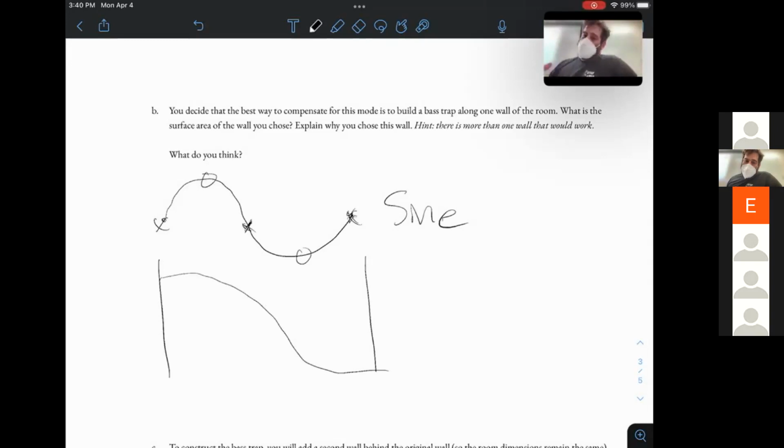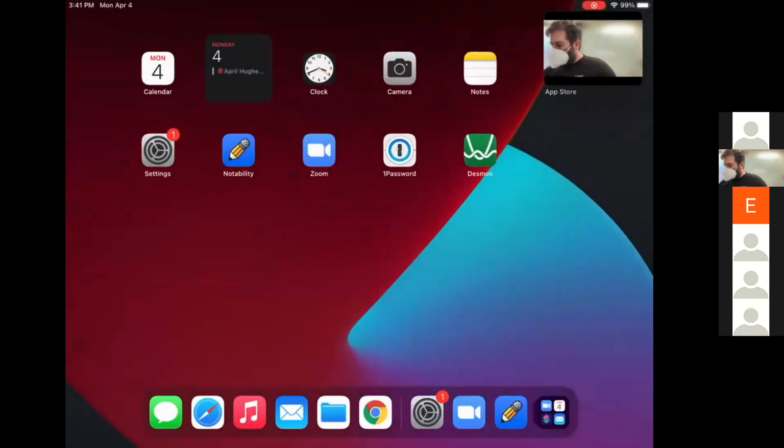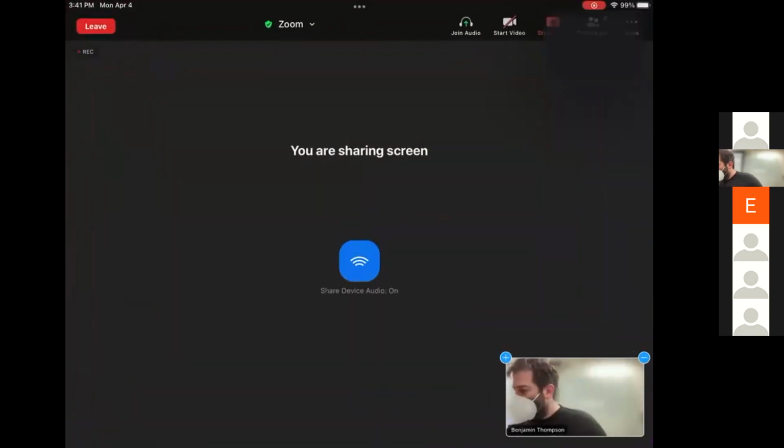Antinodes are at the walls, right? Because it's a cosine that has to fit in there, not a sine. Okay, so we know we're putting it at a wall, but which wall? It was hard for me to figure out a way to illustrate this, but I think the best way might be to run that program we looked at in class. So I'm going to pull that up for a second and stop sharing my iPad.